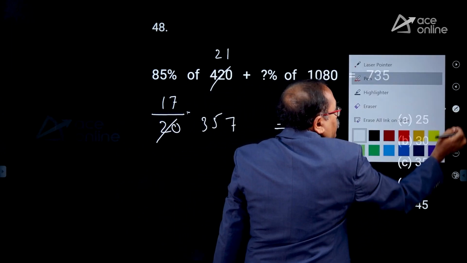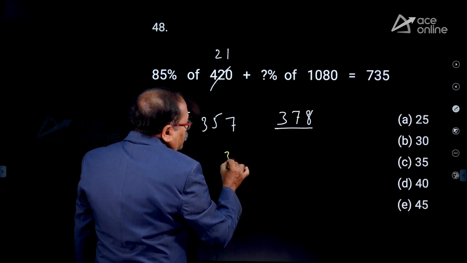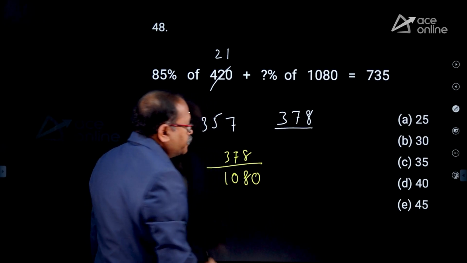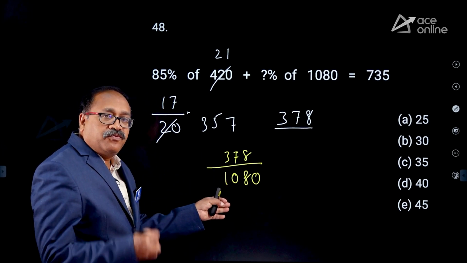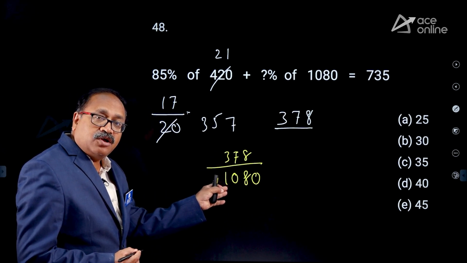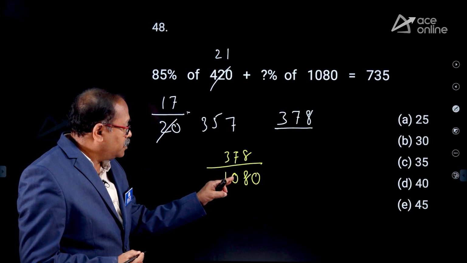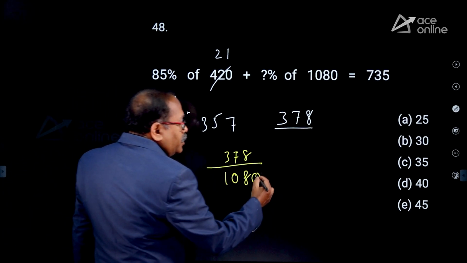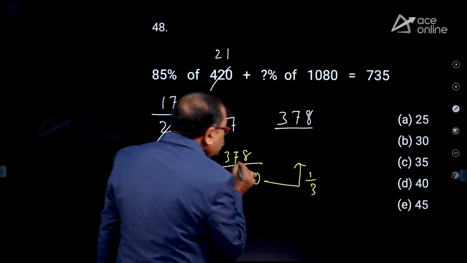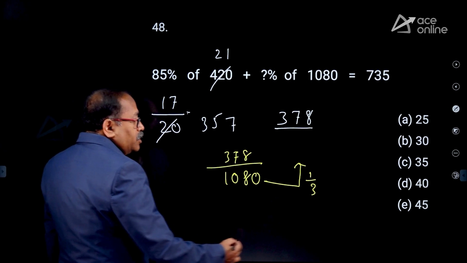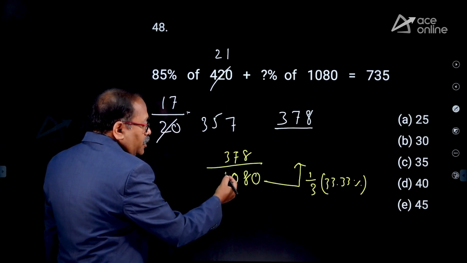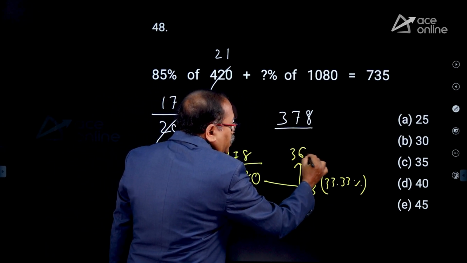So let's work that out. 378 is what percentage of 1080? Did you notice that it is some type of 1/3 relation? That is, the denominator is 3 times the numerator. So in cases like this, I will take the 1/3 of the number and see how close it comes to this number. And 1/3 is nothing but 33.33%. Okay, let's take the 1/3 of this, which is nothing but 360.